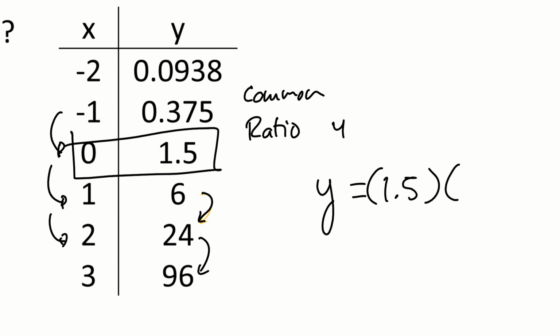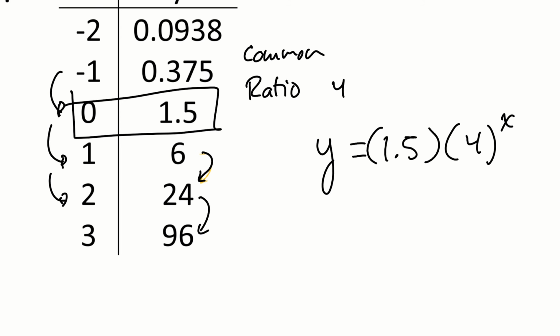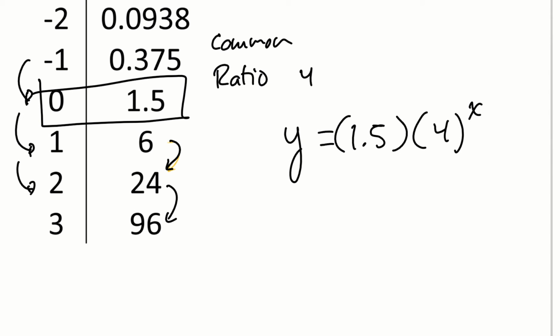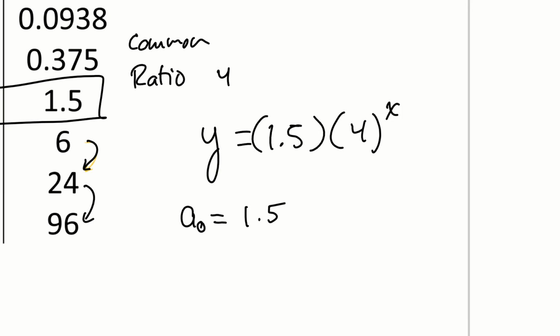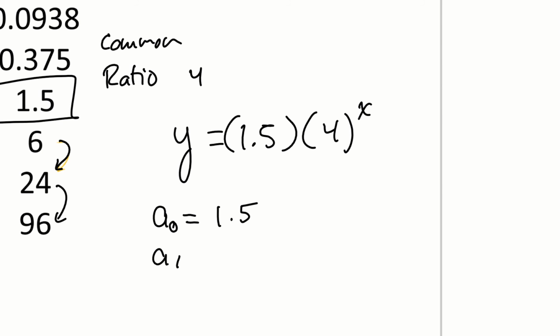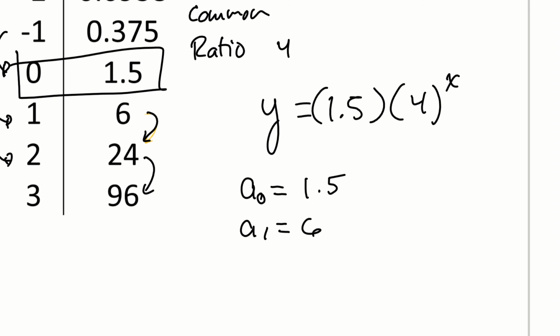And I'm just multiplying that each time times the number 4. And to show the repeated multiplication, I'm just going to write it up to the exponent of x. Now this is the explicit equation for this situation. If I wanted to write the recursive rule, I could say something like this. I could use this term. I could say the 0th term of this sequence is the number 1.5. Or I could even say this. I could say the first term of the sequence is 6. That looks maybe better.